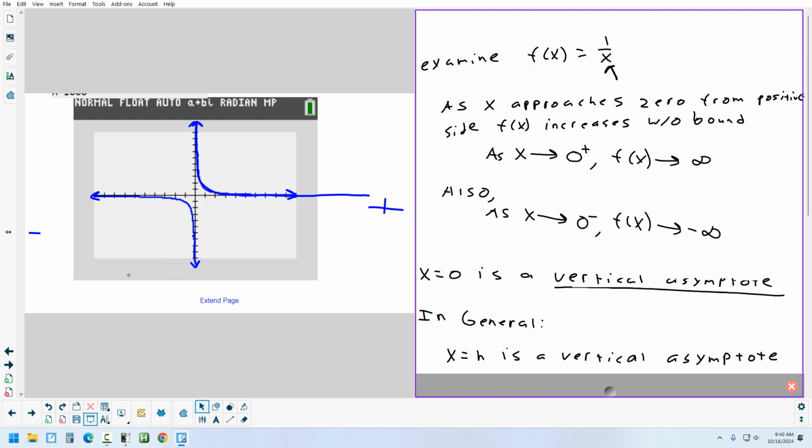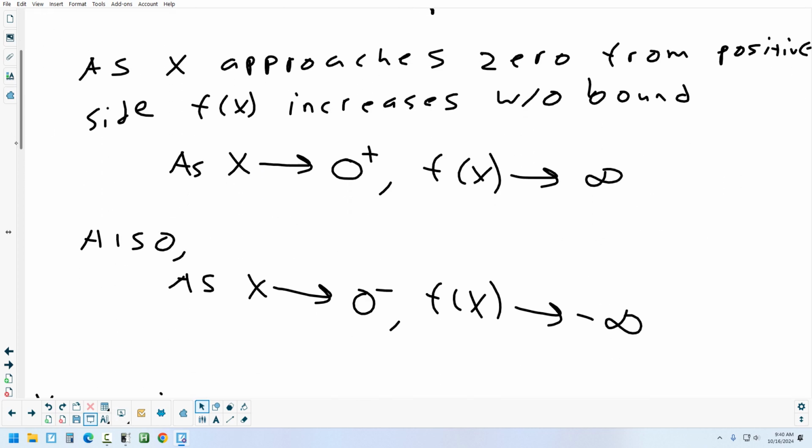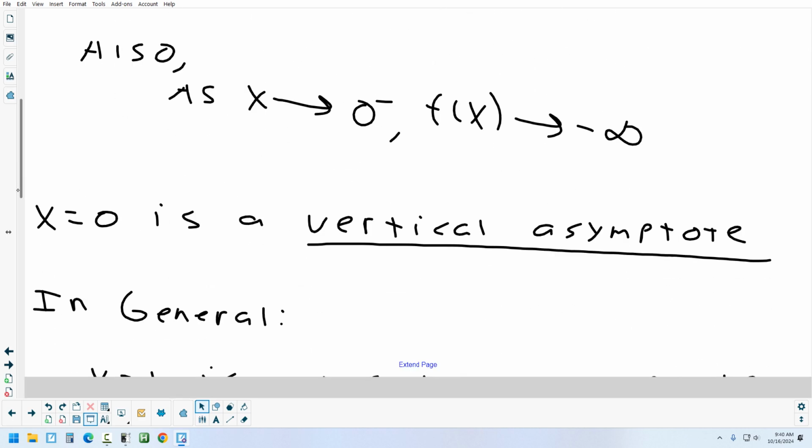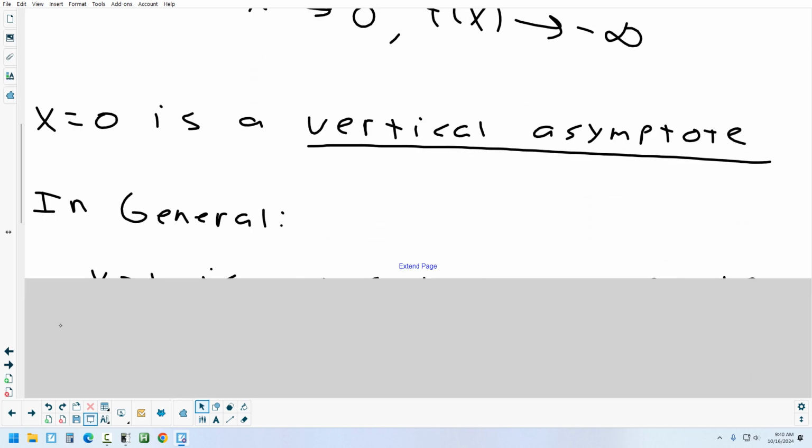So when we have that behavior where as you approach a value, it generally increases on one side, it could increase on both sides. But in this case, one side goes up, the other side goes down. That behavior usually indicates a vertical asymptote.